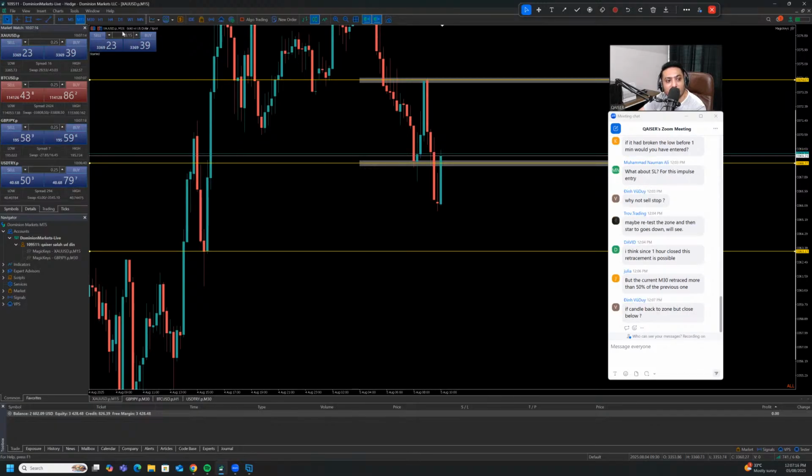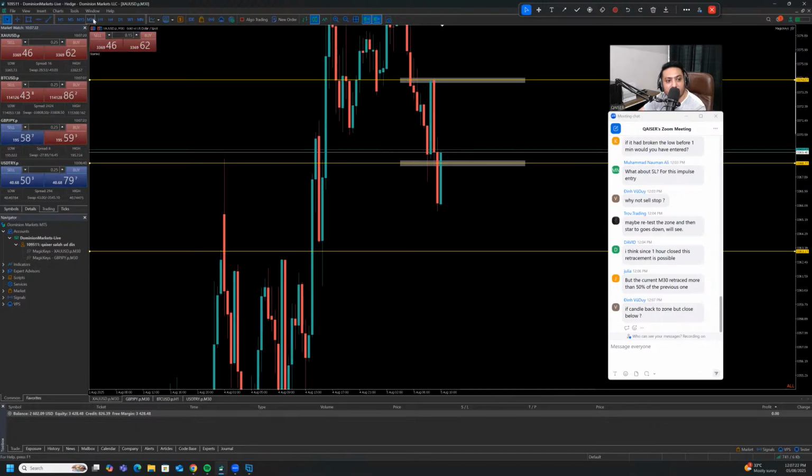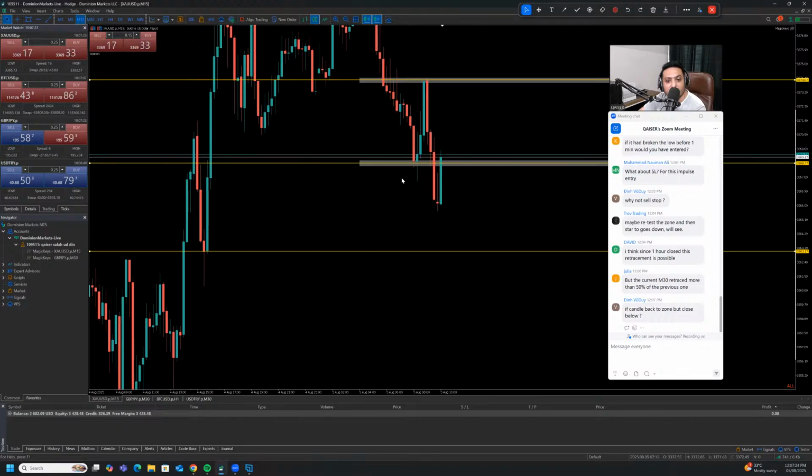But you know what? Again, it's kind of a tricky one. For buys, I will recommend just waiting for the candle to close. Don't go in as an impulse entry. If you want to take a buy, wait for at least a candle to close in your direction. Don't go for the impulse entry.